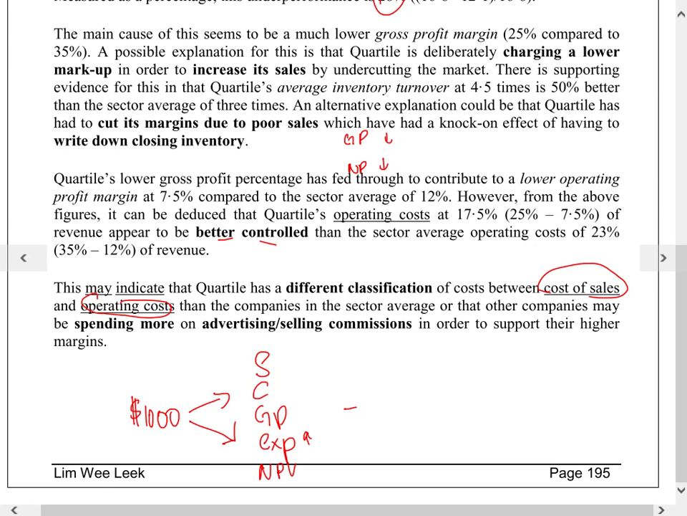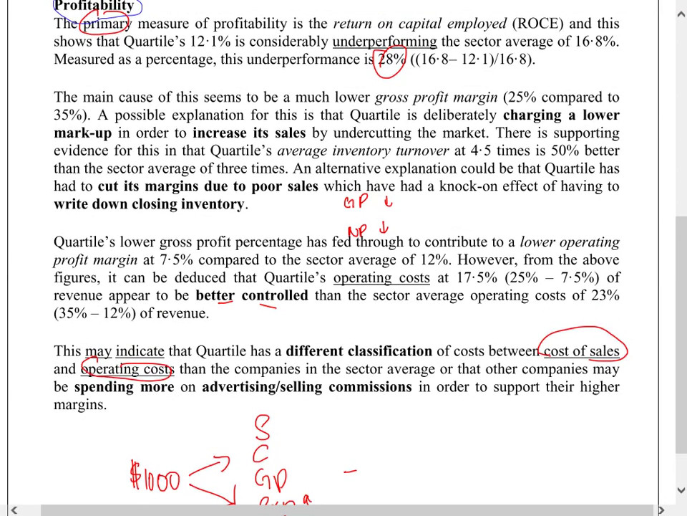We continue. Let's go back. Repeat. This may indicate that Quartile has a different classification of costs and expenses, and they may be spending more on advertisement or commission in order to support their higher margin. So this one explains expenses classification.